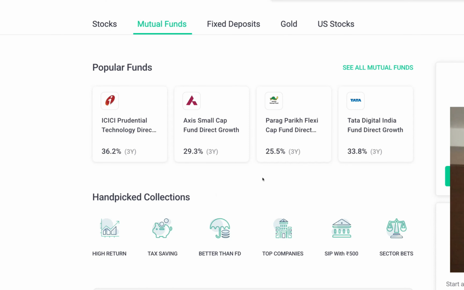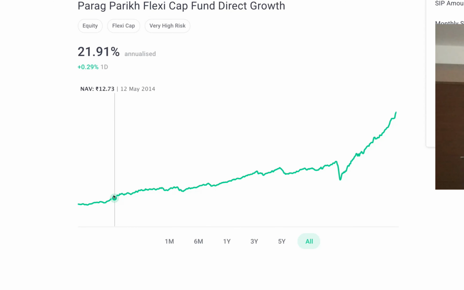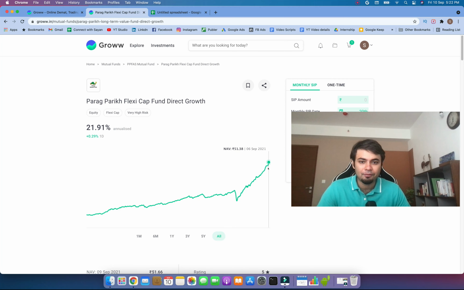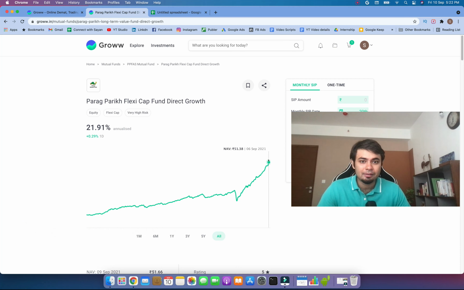Similarly, if you go to any other mutual fund, for example, Parag Parikh Flexi Cap Fund, you will see the NAV here as well. If I see the all-time NAV, then you will see the all-time NAV has grown from rupees 10 to now rupees 51, which is trending right now at 51, right? So around June 2013, the NAV was rupees 10 when the mutual fund got launched for the first time, and now the NAV is 51.